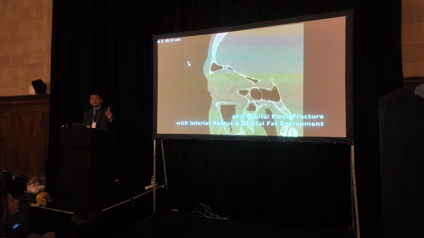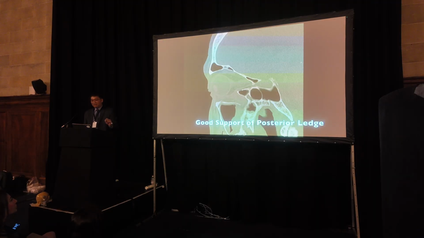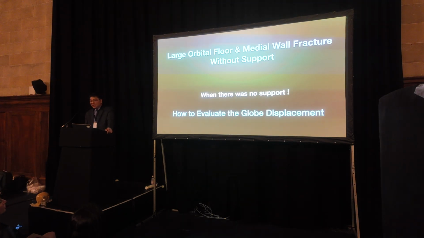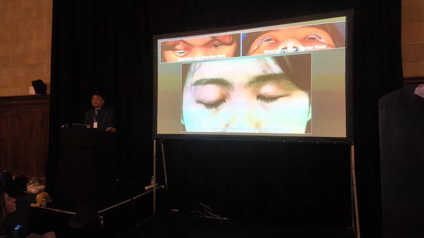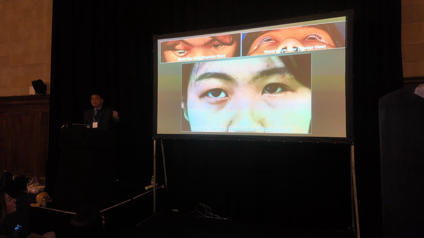But the good news is the upper orbital strut is good enough, and the posterior ledge is good enough. So it's going to be easy and stable when we perform the surgery. Next one, if there is a large orbital floor and medial wall fracture without support, how can we see it with the scan? And this lady, she is a drum major.